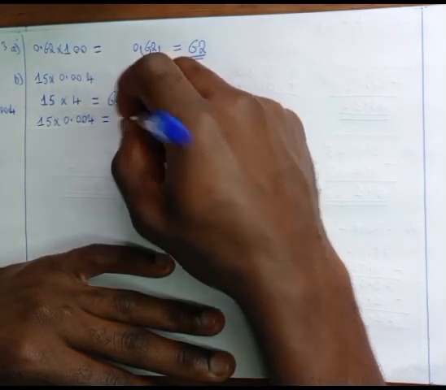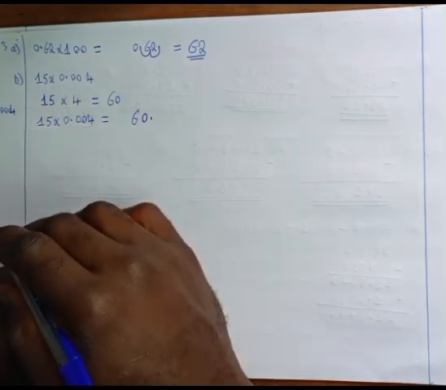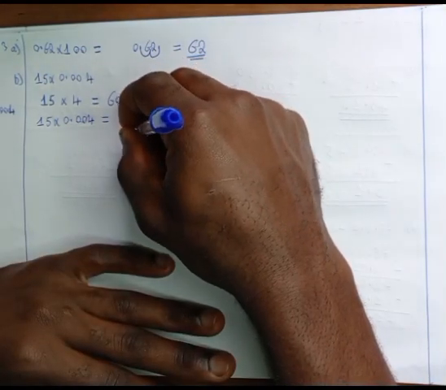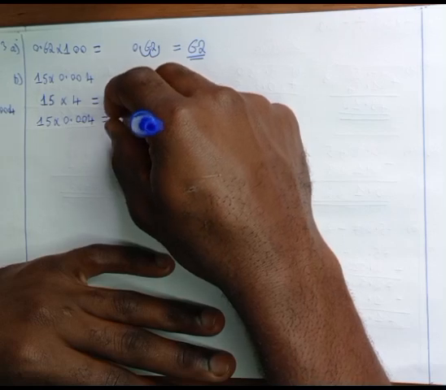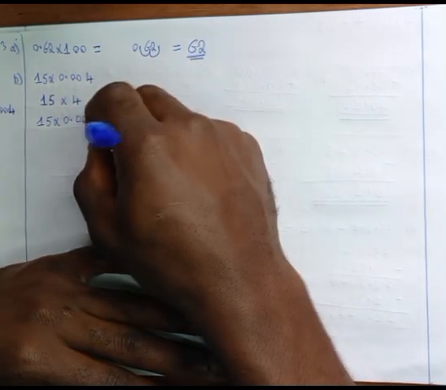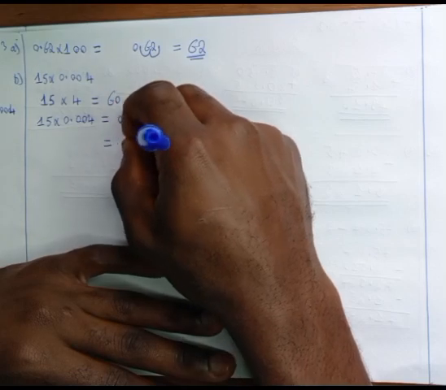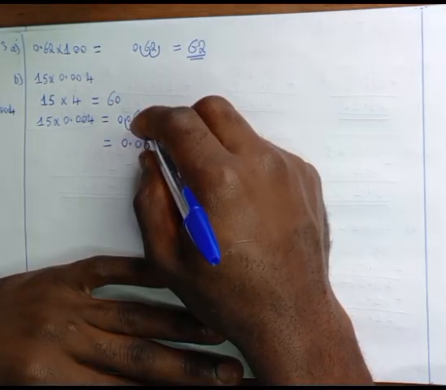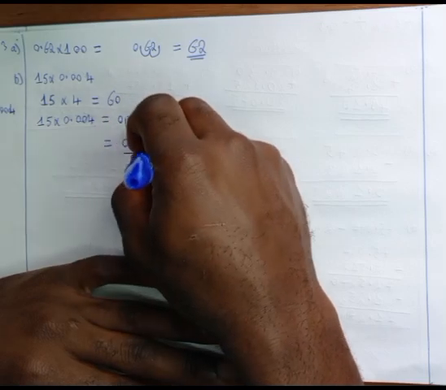We are going to take the decimal point 3 places to the left. We are going to take it 1, 2, 3. We fill the gaps with zeros. So this will simply be equal to 0.06. This 0 after 6 has no use. That's why we are leaving out the 0.